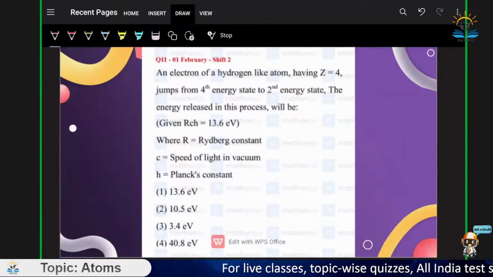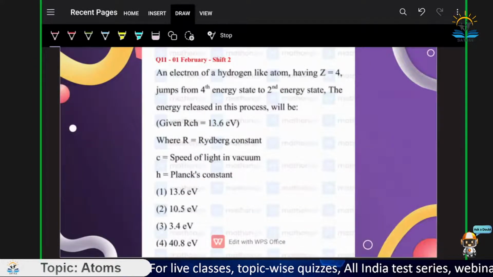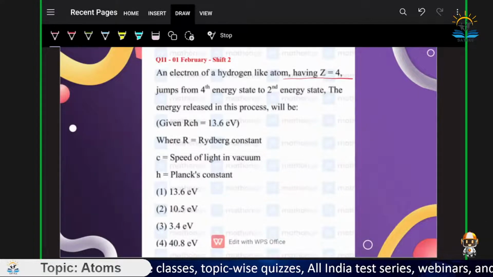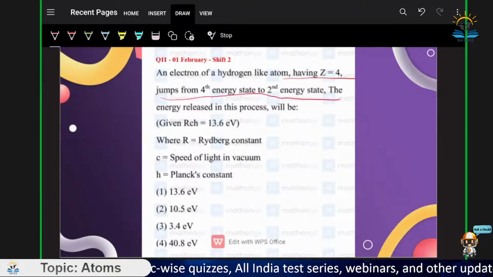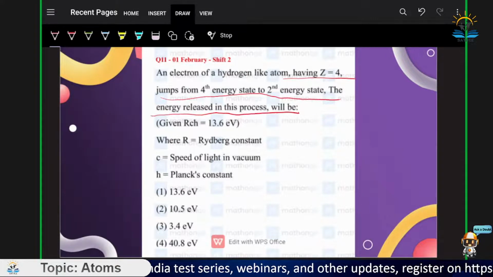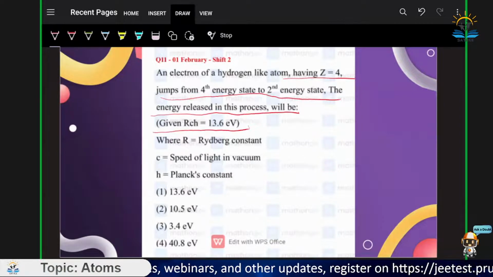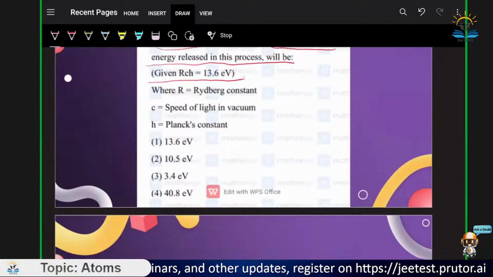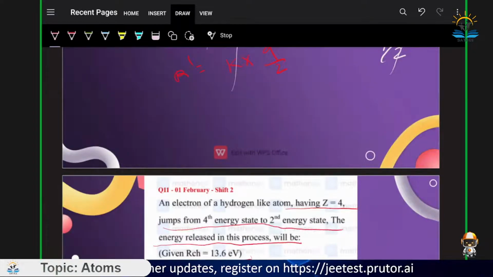We have a last question. An electron in an atom jumps from the fourth energy state to the second energy state. The energy released in this process will be given. Again, very simple question, right? How are we going to solve this? Again, let me revise the formula.